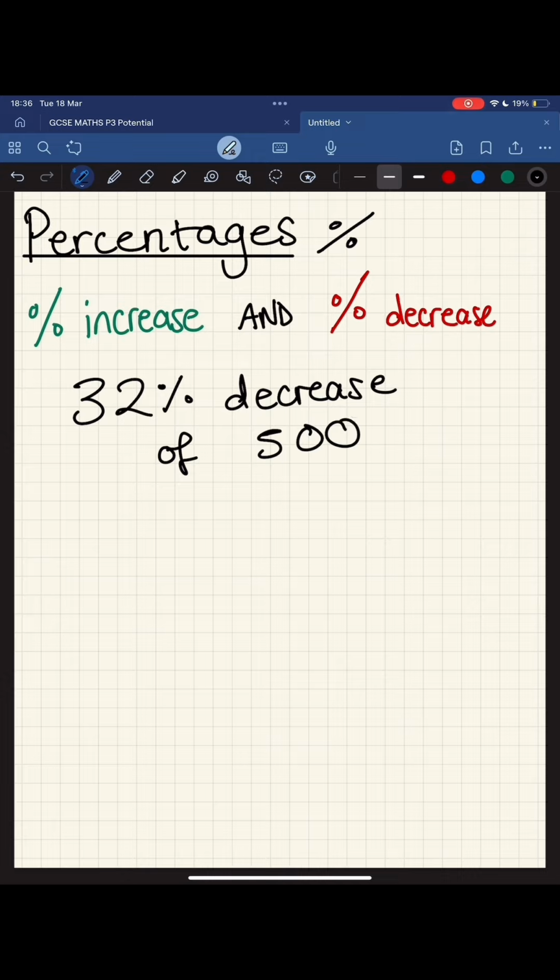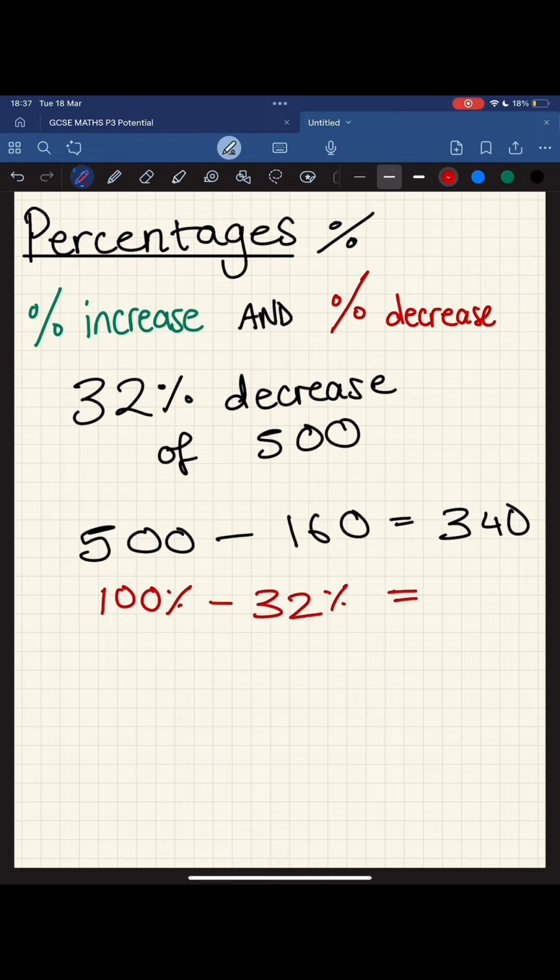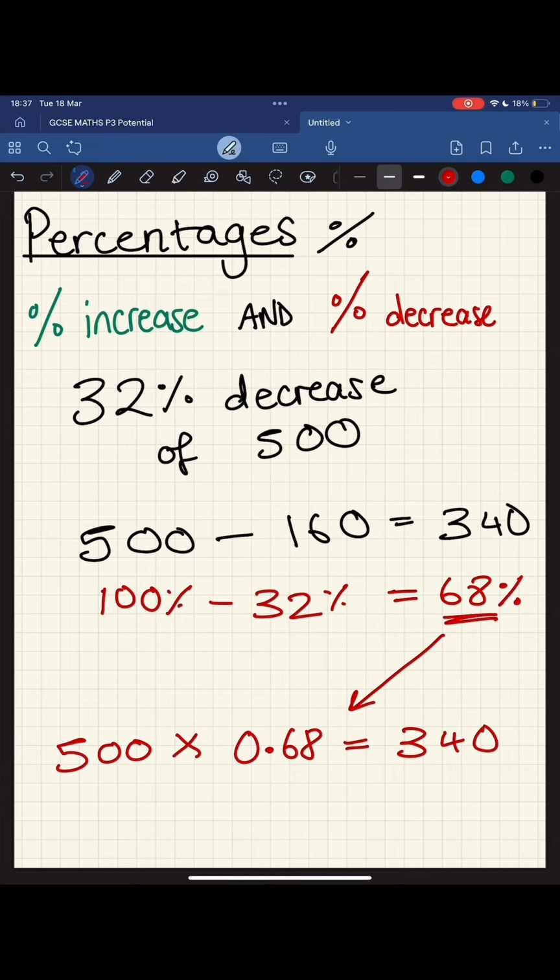If we're decreasing 500 by 32%, we know that's 500 minus 160, which is 340. And in terms of percentages, that's 100% minus 32%, which is 68%, or 0.68 as a decimal. So I can type in 500 times 0.68, which will give me 340.